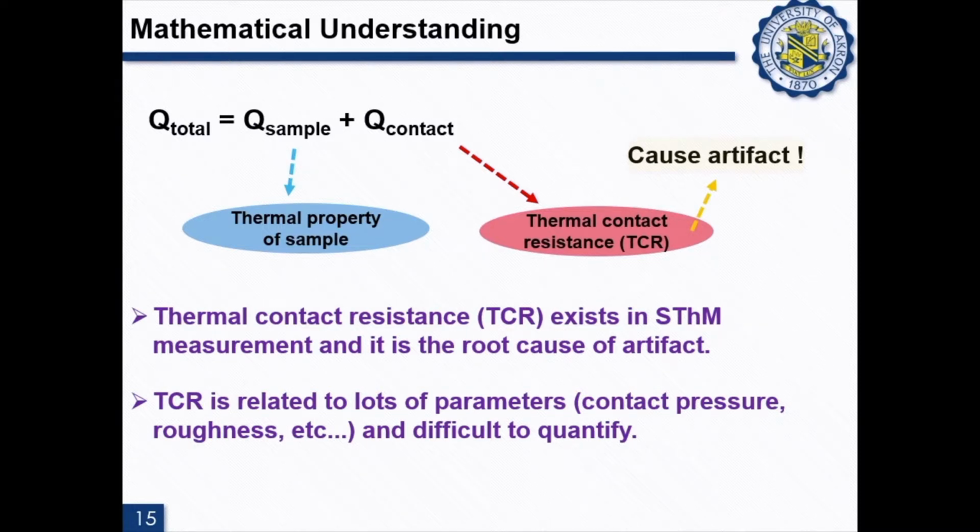So the problem is if the Q contact is much larger than or equal to the Q sample, then the Q total, the reading of the probe current, is just a reflection of the Q contact. This will cause artifacts. The Q total is no longer related to the Q sample, and the reading is just the artifacts. And if the Q contact compared to the Q sample is much smaller, then we can say that the Q total is equal to Q sample, and the final reading of the probe current can represent the sample thermal conductivity.